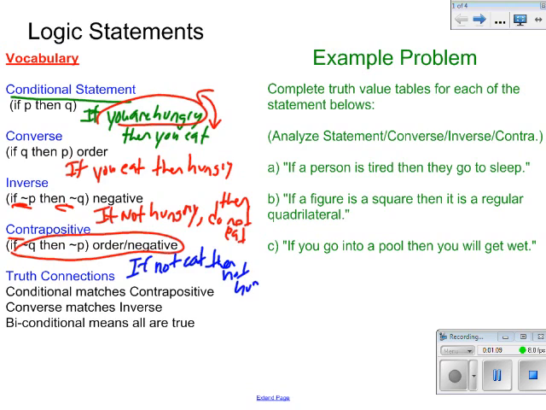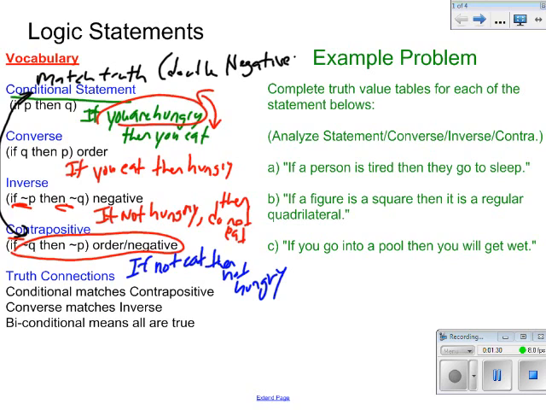Now, what's important to realize about these different statements, first of all, just memorize the different words, but they're connected to each other in terms of truth. So like the conditional statement, if that statement is true, the contrapositive also has to be true. And the reason being that they are basically saying the same thing. It's a double negative. It's like when you're younger, if you say, I'm not going to do something, that actually means you are.